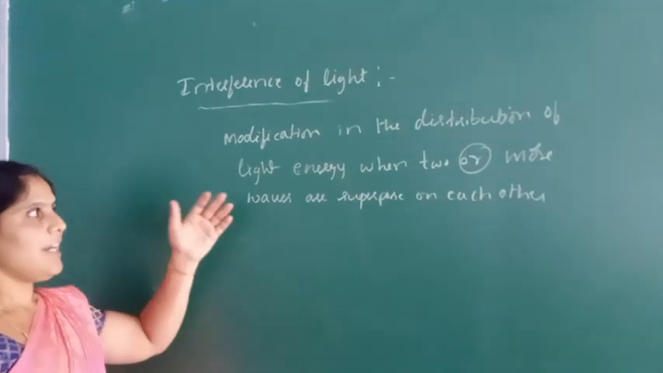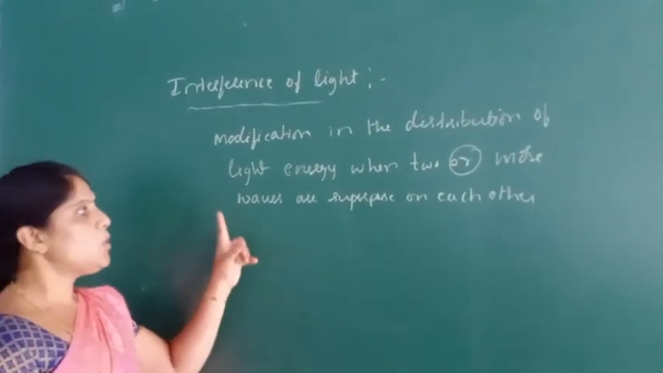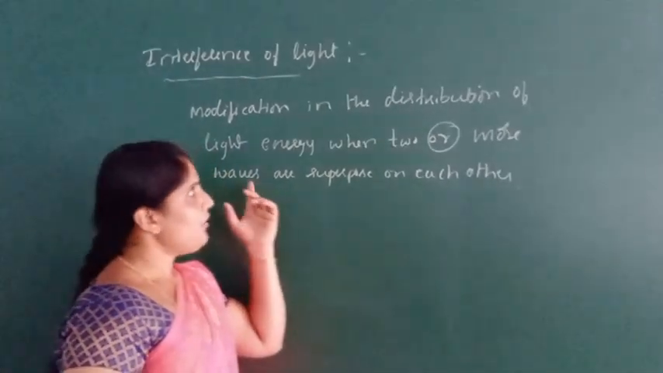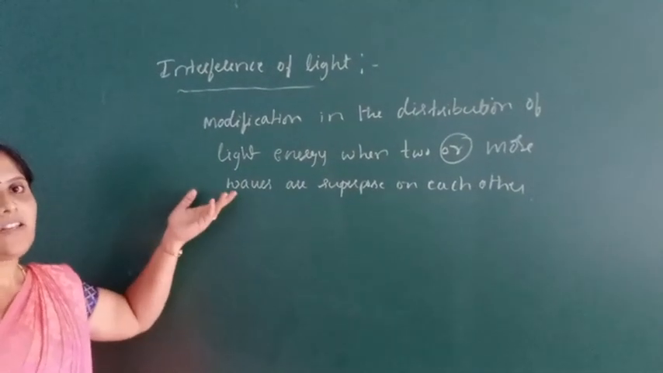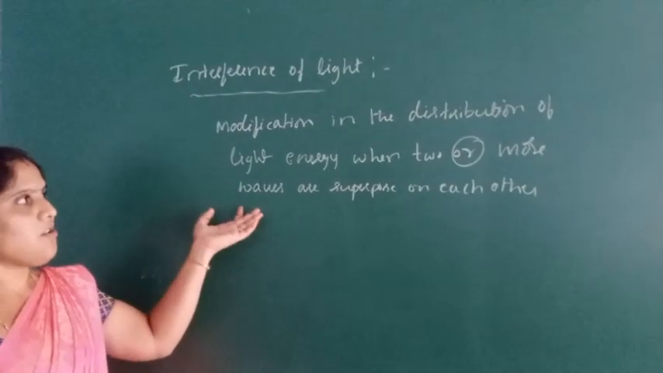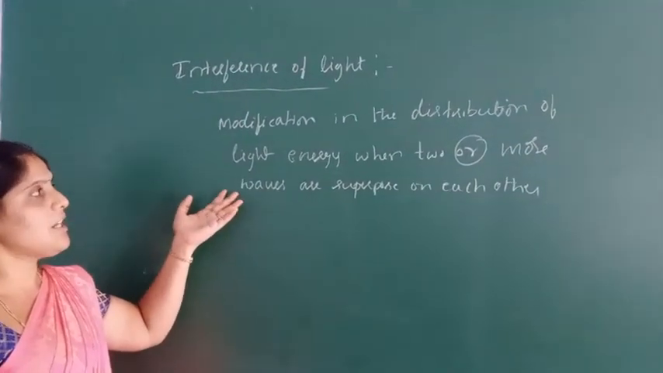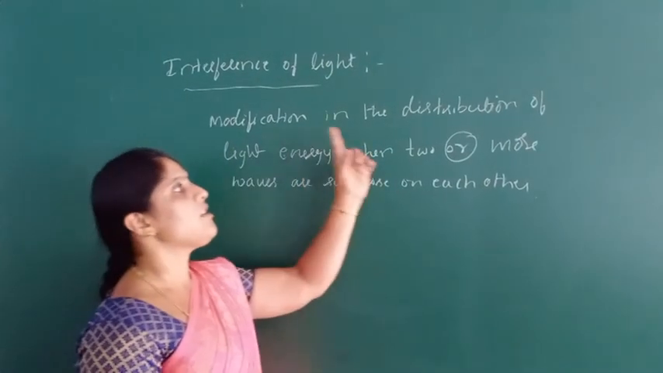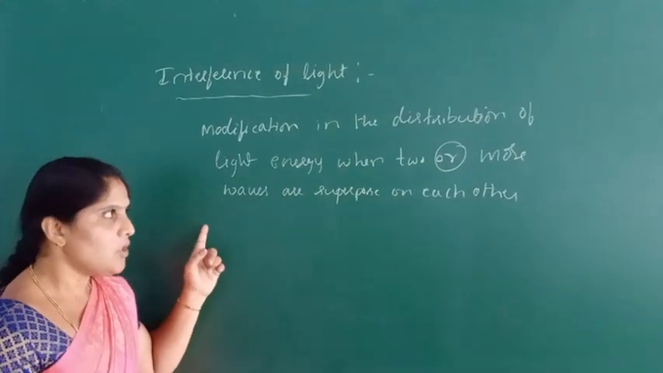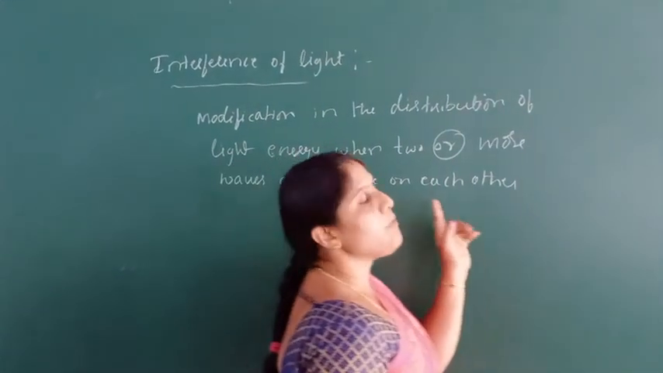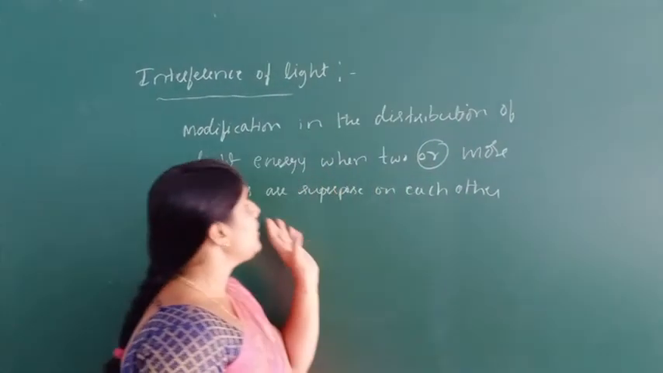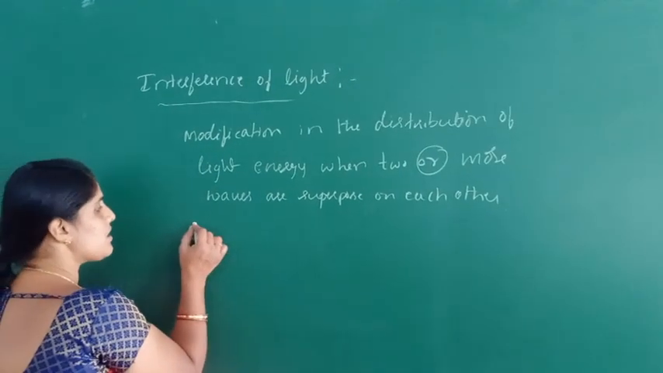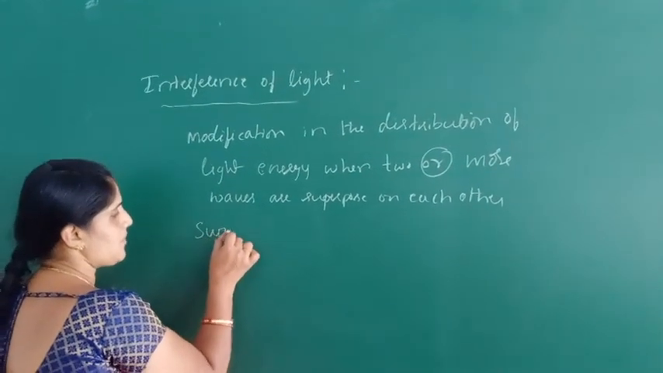When will the light energy be modified? When two or more waves are superposed on each other. Modification means it may increase or decrease in the frequency or wavelength of the light. So, it is a modification in the distribution of light energy when two or more waves are superposed on each other.